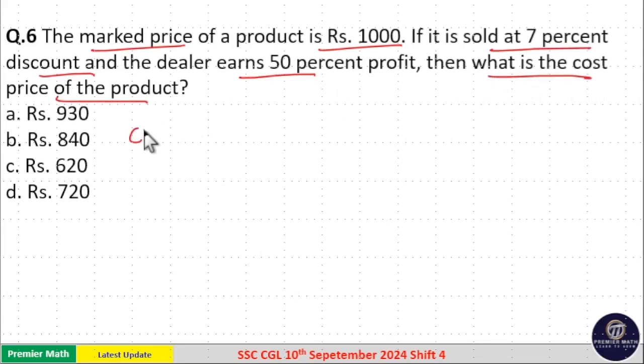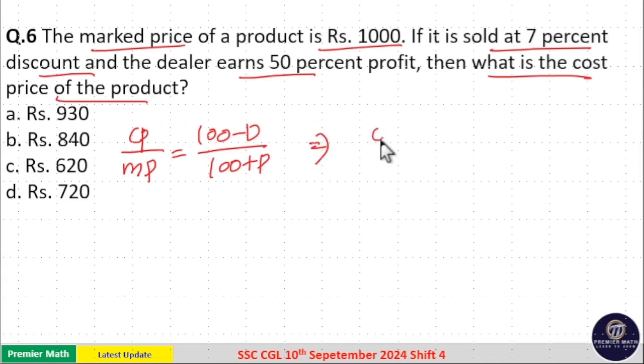Here always remember, cost price by marked price ratio is equal to 100 minus discount by 100 plus profit. Now if MP by CP, this will become 100 plus P by 100 minus discount. Now here we have to find out what is cost price. So CP by marked price is 1000, which is equal to, here discount is 7%, so 100 minus 7 is 93, and here profit is 50, so 100 plus P, 150.